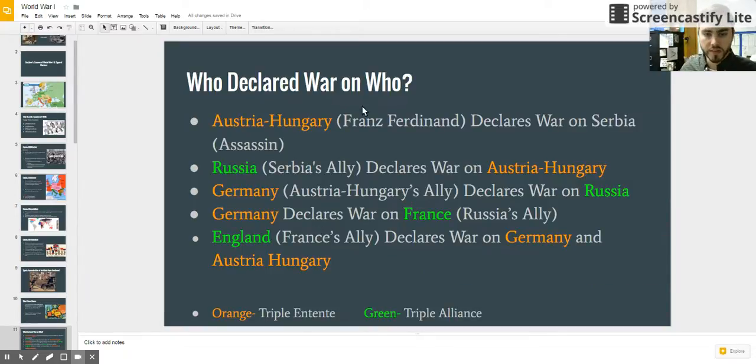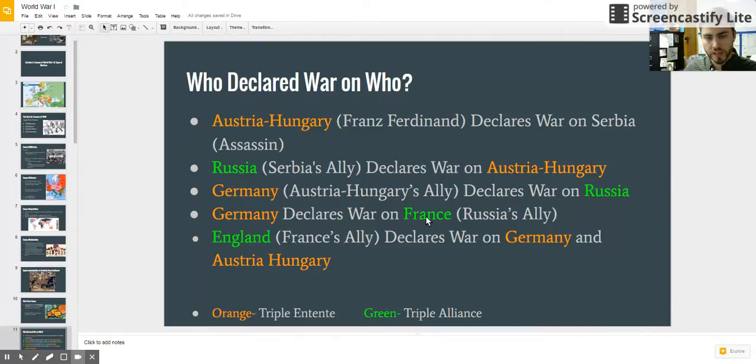The problem was, after Austria-Hungary declared war on Serbia, Russia was Serbia's ally and then declared war on Austria-Hungary. Okay, well, if Austria-Hungary is at war with Russia, Germany has to come to their defense because that's Austria-Hungary's ally. And so Germany now declares war on Russia. And well, now you got the same domino effect taking place where now if Russia's at war with Germany, France has got to come to Russia's aid because they're in alliance.